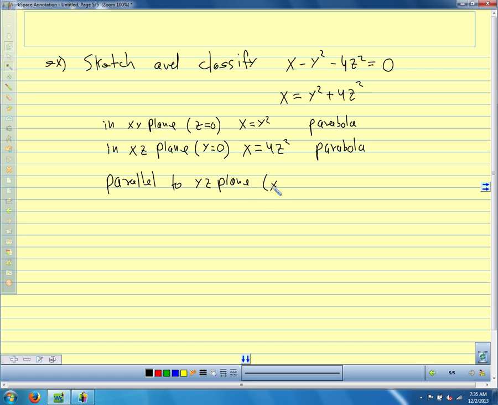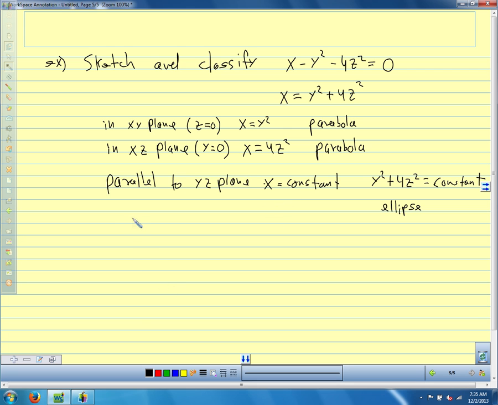We're going to say x equals a constant, we get y squared plus 4z squared equals a constant. So what kind of shape is that? That's going to be an ellipse. So in the xy plane we get a parabola, in the xz plane we get a parabola, and parallel to the yz plane, for x equals a constant, we get an ellipse.